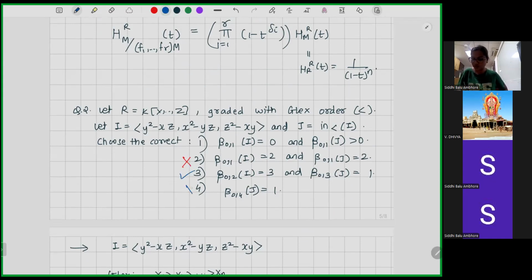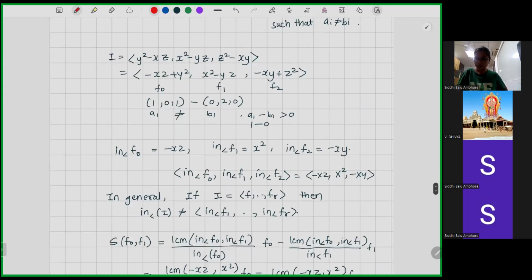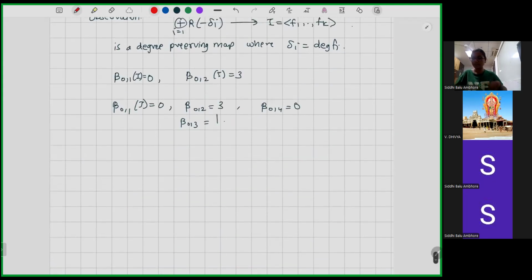Again, beta 04 was 0. So this is not the correct one. And this one, that beta 01 is greater than 0, that's false. Beta 01 was anyway 0. So sorry, so this is also false. So is that okay? Is this okay?